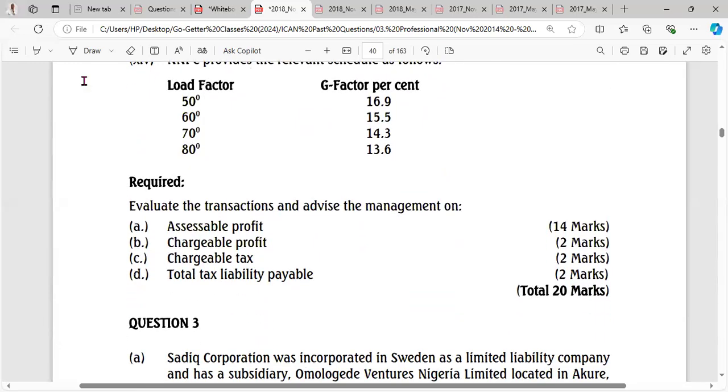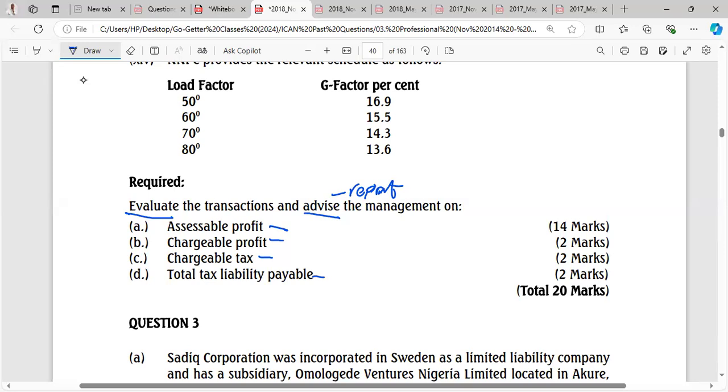Now we are asked to evaluate the transactions and advise the management on. So evaluate means you need to compute. You compute this, this, this, and this. And advise, so you will write a report. And so your report should address all of this. So we will see how the report addresses all of this.